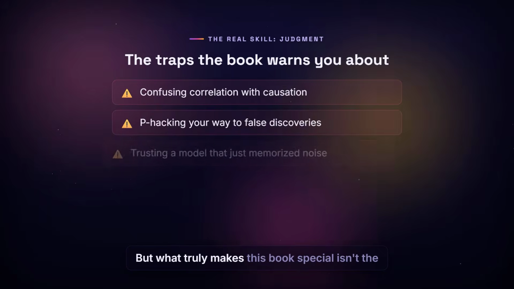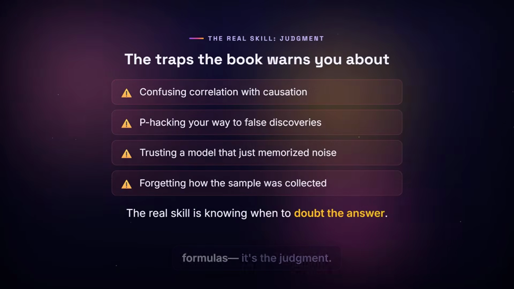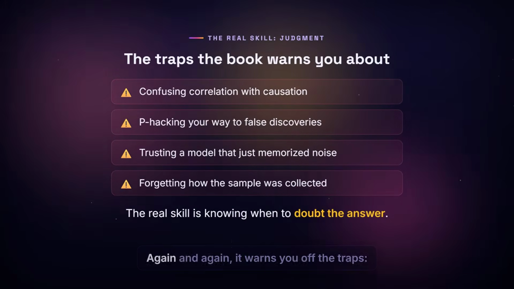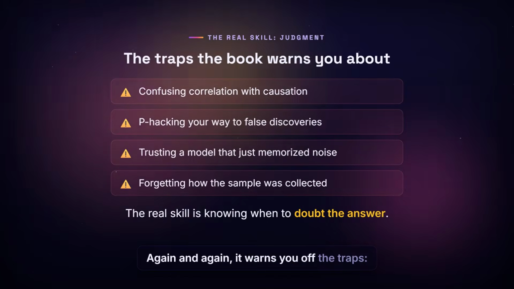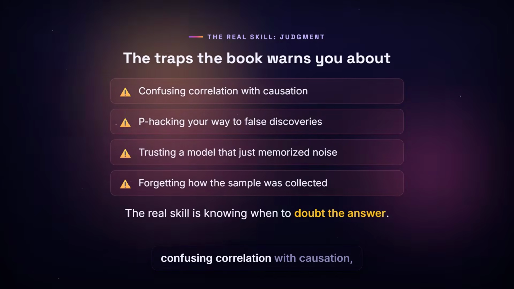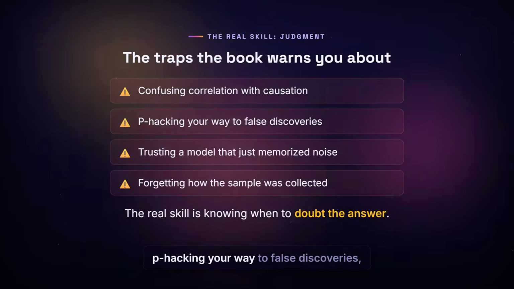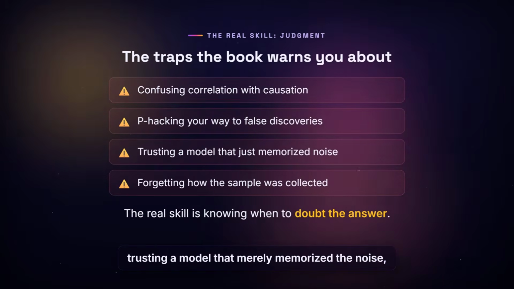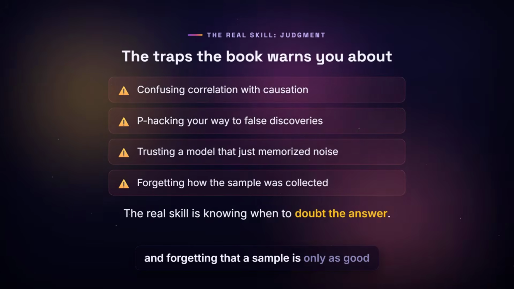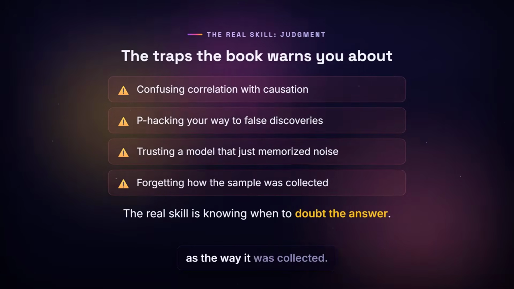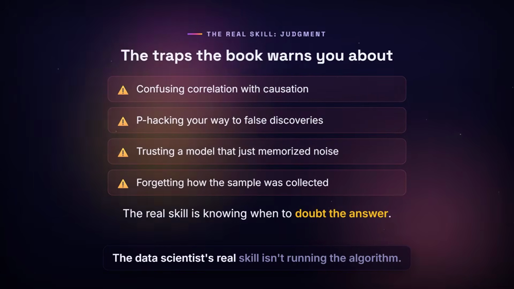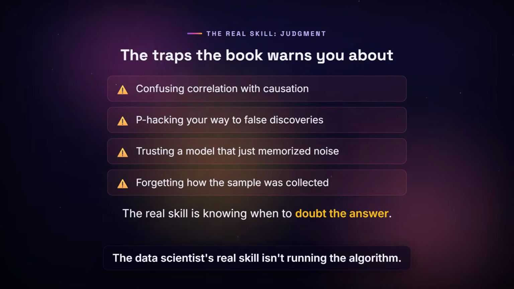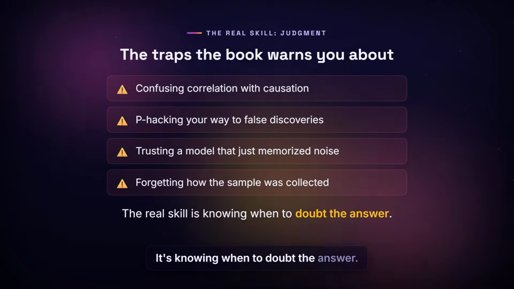But what truly makes this book special isn't the formulas, it's the judgment. Again and again, it warns you of the traps, confusing correlation with causation, p-hacking your way to false discoveries, trusting a model that merely memorized the noise, and forgetting that a sample is only as good as the way it was collected. The data scientist's real skill isn't running the algorithm, it's knowing when to doubt the answer.